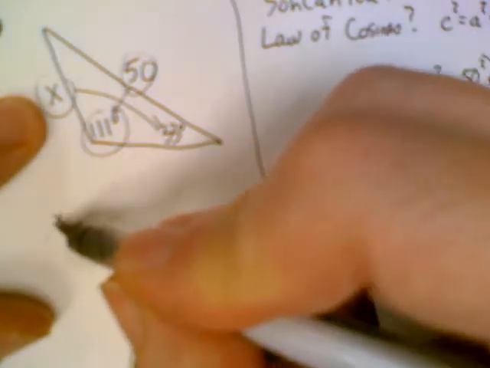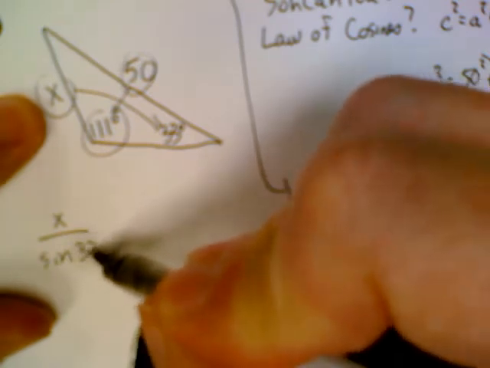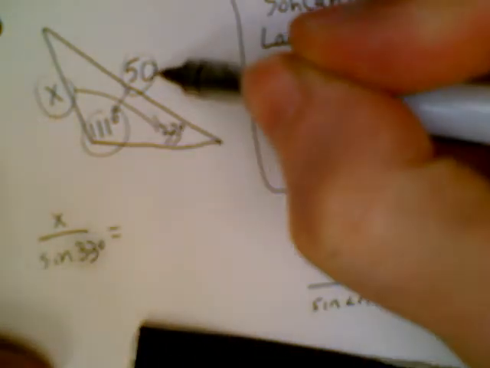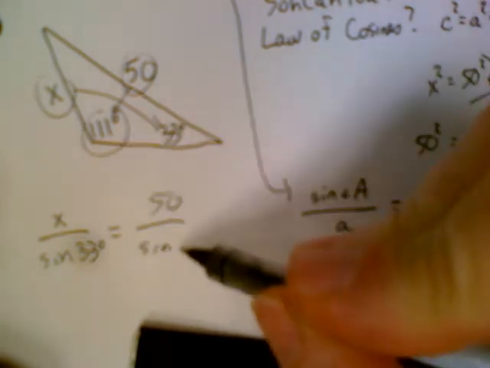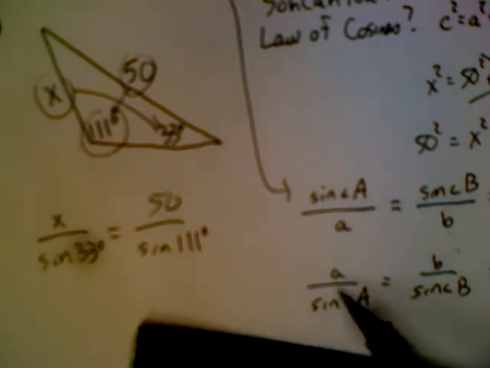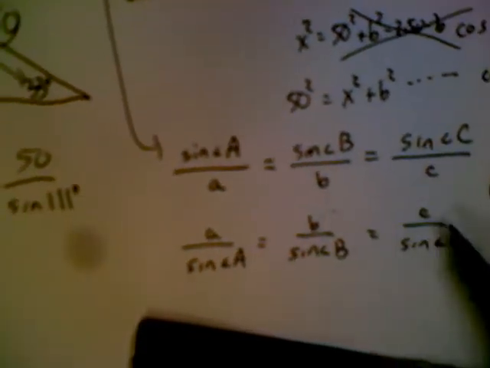So I'm going to put x over the sine of the angle that it is across from is equal to this side, 50, over the sine of the angle that it is across from, 111 degrees. As with the law of cosines, the A and the B and the C can be any of the sides in the triangle. The C does not have to be the largest side.